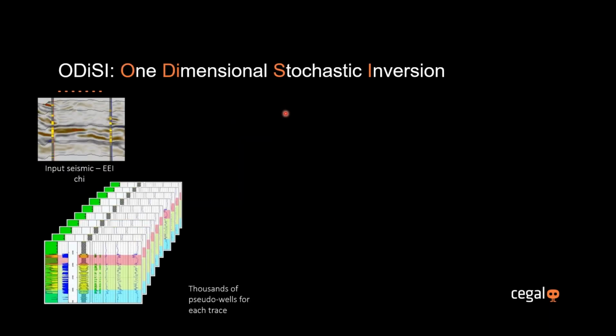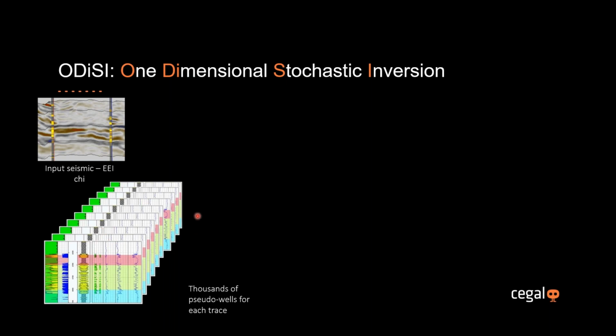This slide summarizes the process of ODiSI. Our seismic input is an EEI chi projection. So EEI stands for Extended Elastic Impedance. For each trace in the volumes, ODiSI creates thousands of pseudo-wells, typically 10,000, starting with a stratigraphic profile and then creating the full suite of logs needed for the creation of the EEI chi synthetics.